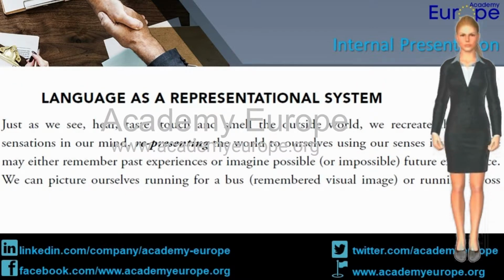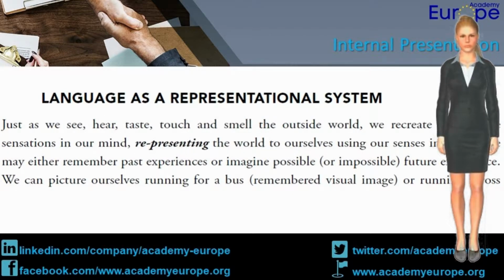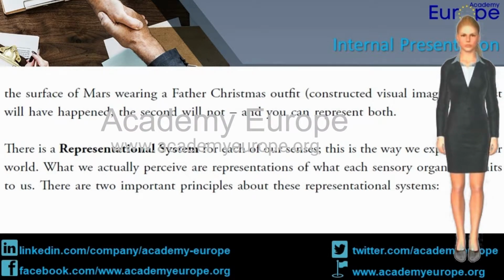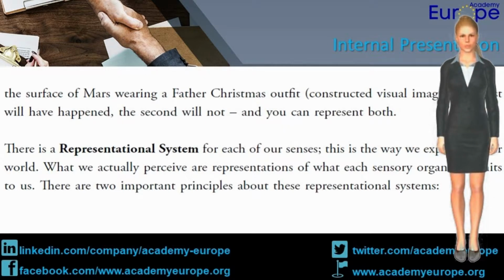Language is a representational system. Just as we see, hear, taste, touch and smell the outside world, we recreate those same sensations in our mind, representing the world to ourselves using our senses inwardly. We may either remember past experiences or imagine possible, or impossible, future experience. We can picture ourselves running for a bus, remembered visual image, or running across the surface of Mars wearing a Father Christmas outfit, constructed visual image. The first will have happened, the second will not, and you can represent both.